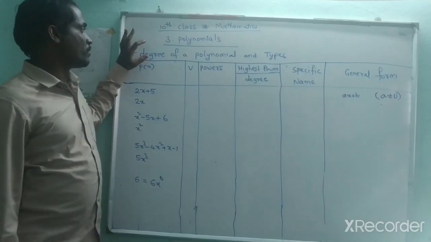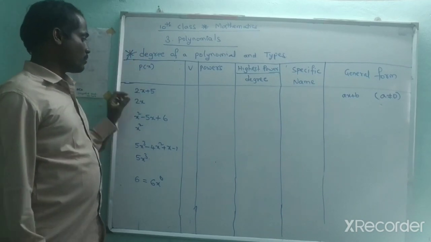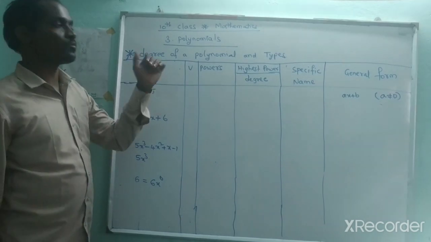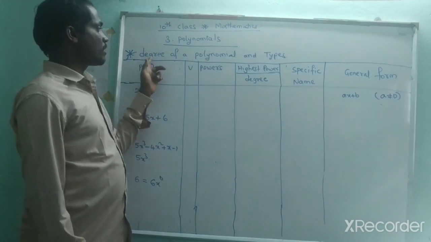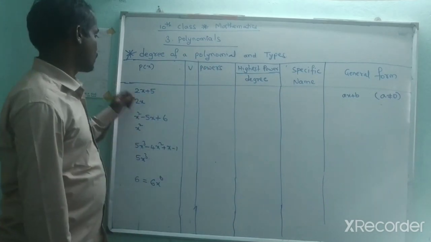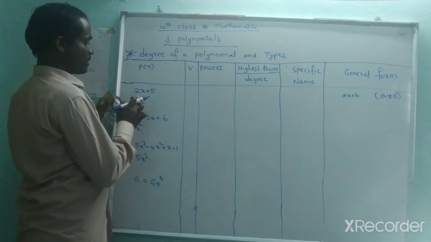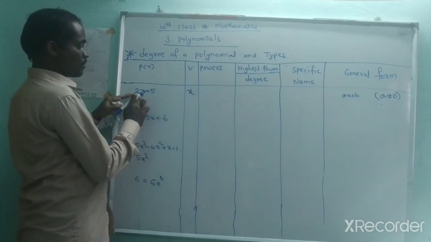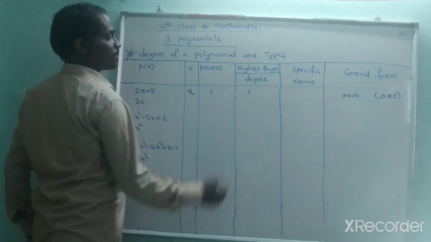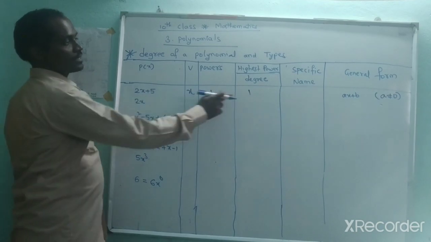Thank you. We have to know the degree of a polynomial and its types. First we observe the given polynomial 2x plus 5. First we know the definition: the degree of a polynomial is the highest power of the variable in the given polynomial. So in this example the variable is x, the power is 1. So the degree of 2x plus 5 is 1.